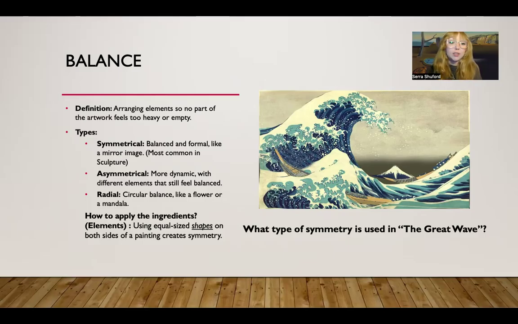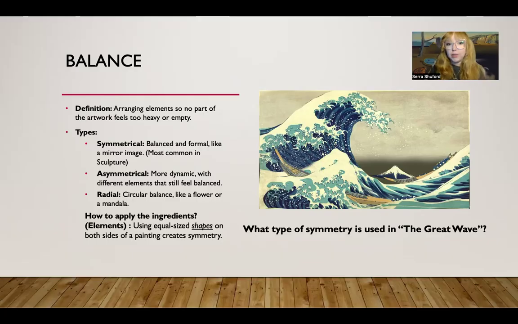And then lastly is radial, and this one's kind of the least common, I would say, out of all three. This is when there is circular balance, like a flower or a mandala, where everything is symmetrical in the round. And so, how would you apply those ingredients to create balance?